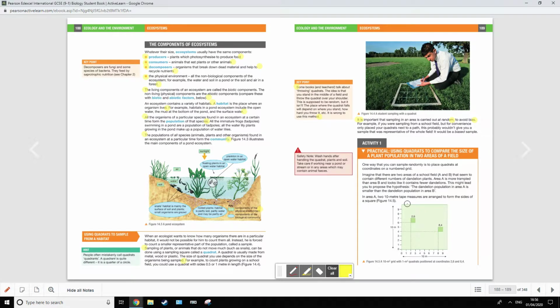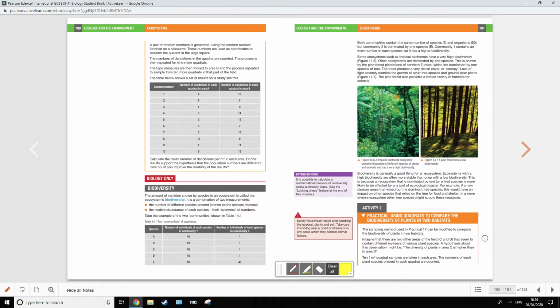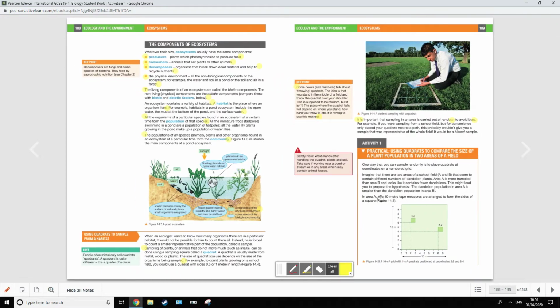In area A, two 10-meter square measures are arranged to form the sides of a square. A pair of random numbers is generated using the random number function on a calculator. Or you have different software that can generate random numbers for you. By the way, let's highlight these and carry on.